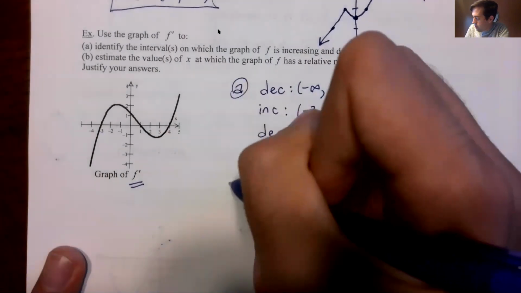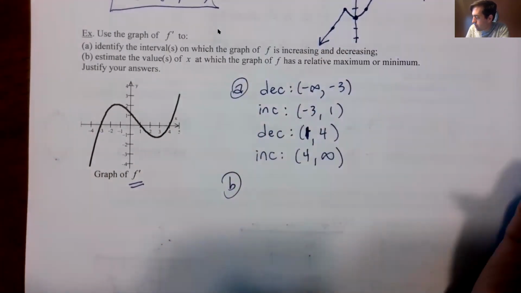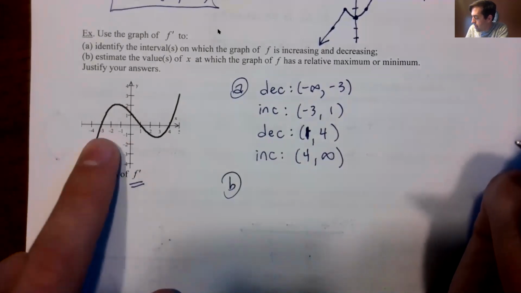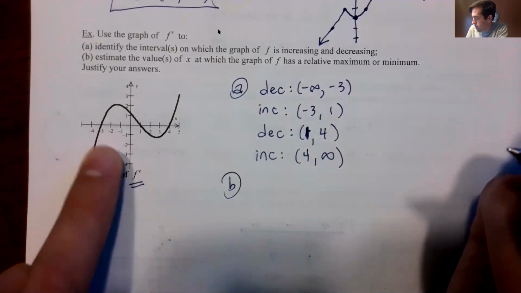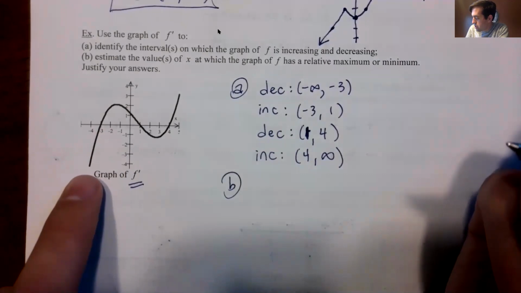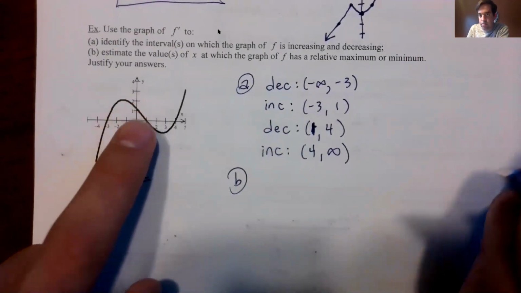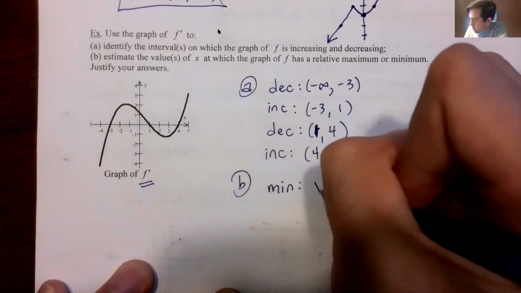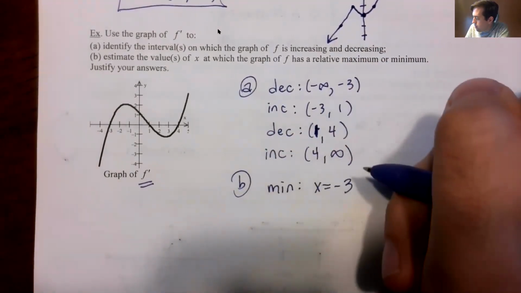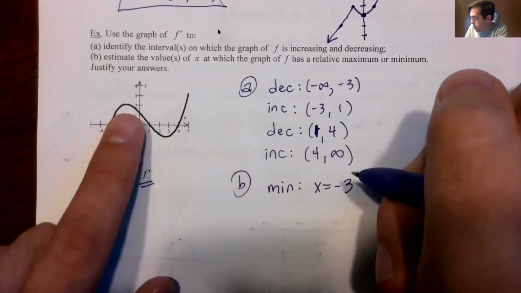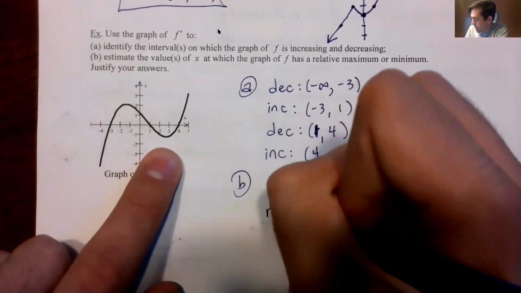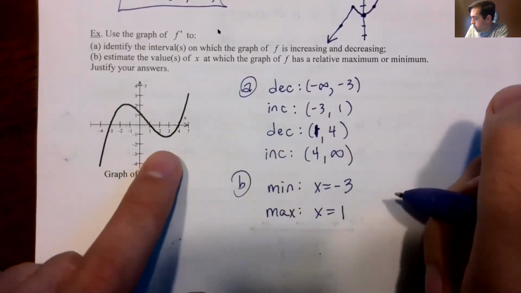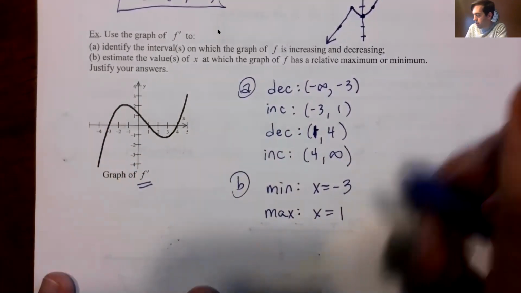All right, for letter B, we're estimating the values where we have a relative max or a relative min. So at negative 3, the slope changes from negative to positive. So negative to positive means that we have a minimum. At 1, we're changing from positive to negative, so that's going to be a maximum. And then at 4, we're changing from negative to positive, so that's going to be another minimum.